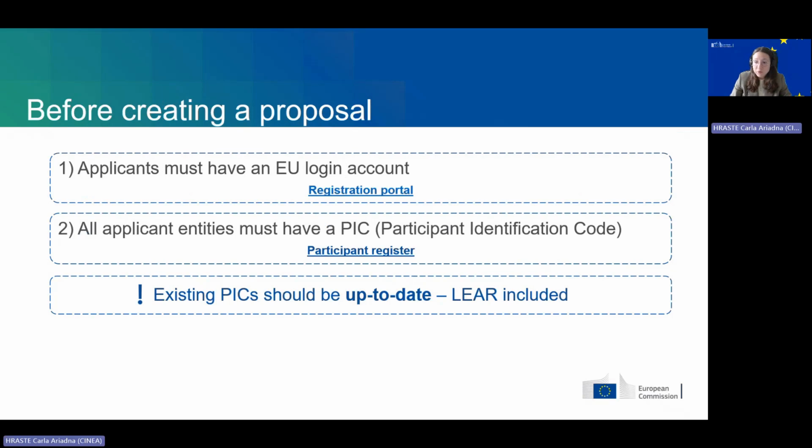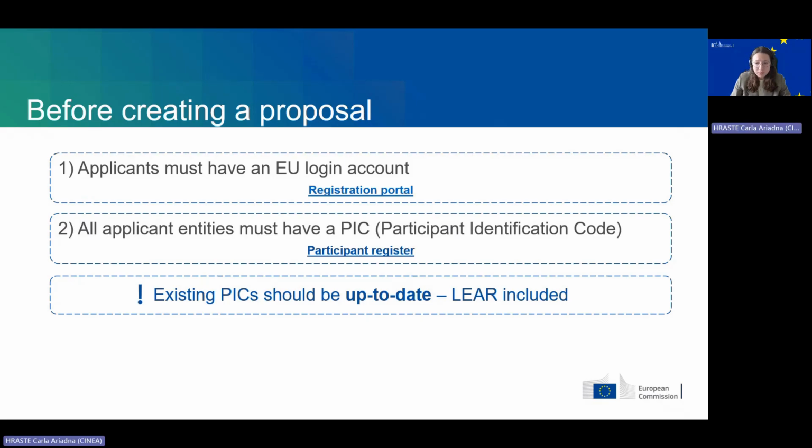All people involved in the preparation of the proposal should have an EU login account so that they can access the proposal on the EU funding and tenders portal. Additionally, all participating entities should have a participant identification code, PIC, a unique code which is necessary when applying for EU funding. We have included the registration links for both on this slide.